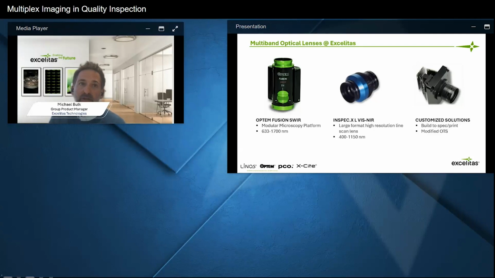We're also always happy to discuss customized solutions. We can customize a solution in a build to spec or build to print type scenario, or even a modified off the shelf solution as well. It can include illumination, sensors, and optics all in one sub assembly essentially.